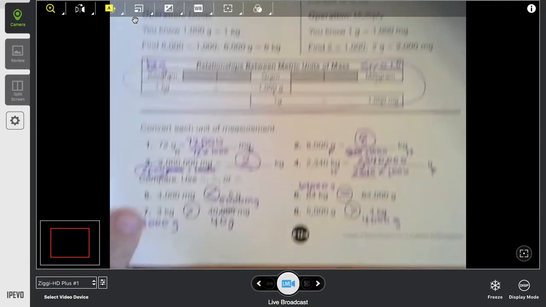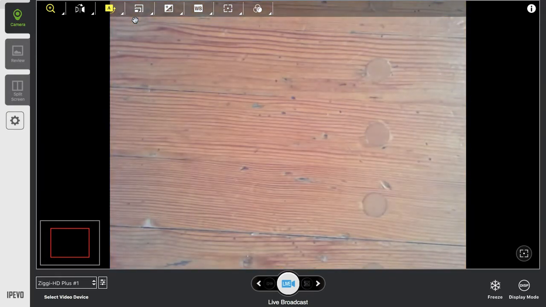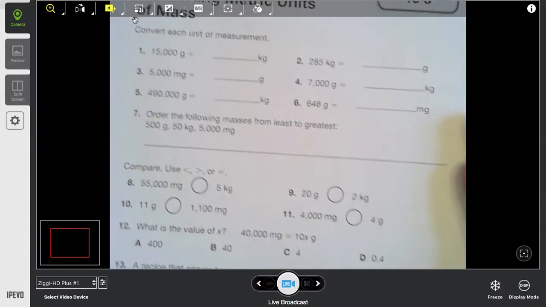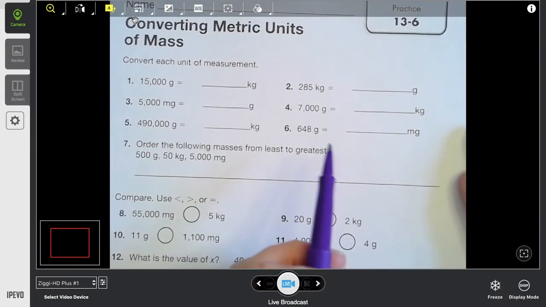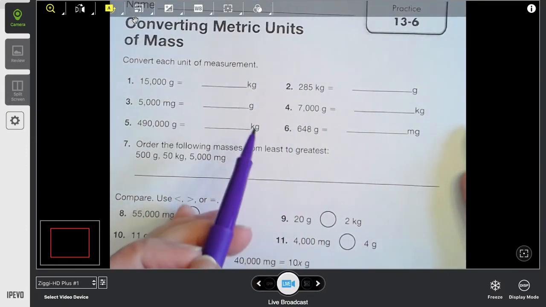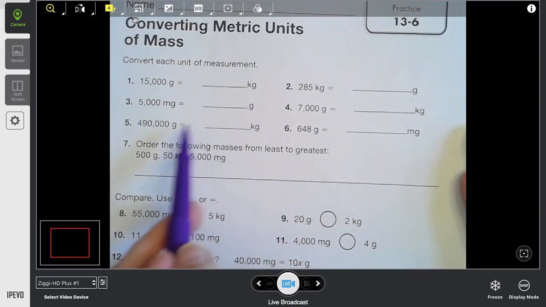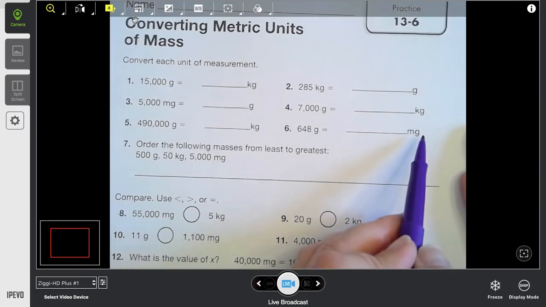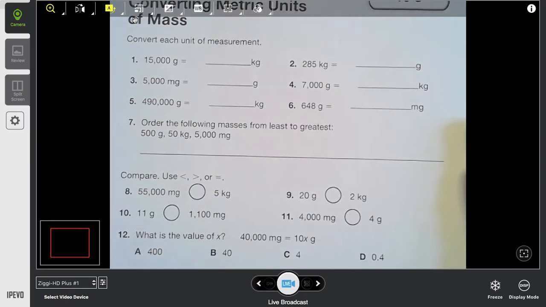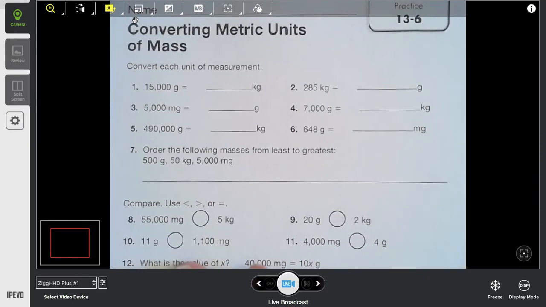All right, when you stop this video, you're going to work on your practice. And your practice, hang on, let me find it, looks just like what we were doing. Switch them either to kilograms or grams. The tough ones are going to be when you go from milligrams to kilograms. And when I'm looking at this right now, it doesn't look like any jumps are going to be going from milligrams to kilograms. So you should be fine with that. All right, stop the video, do the best you can, and I will post the answers for you to check.